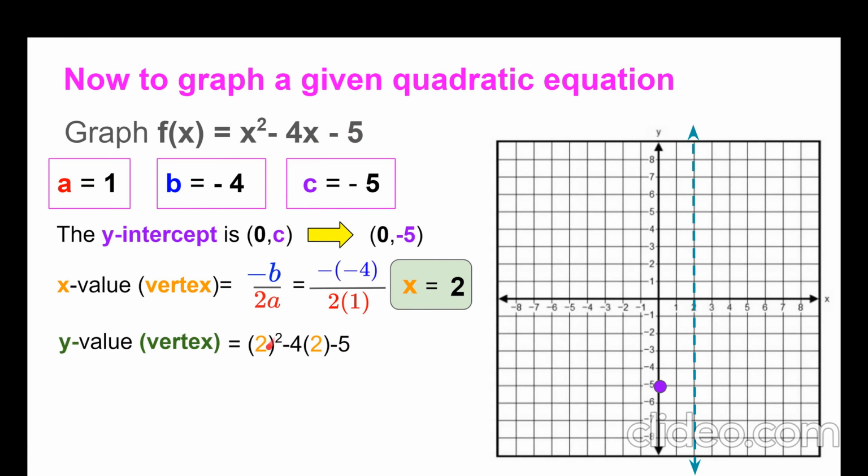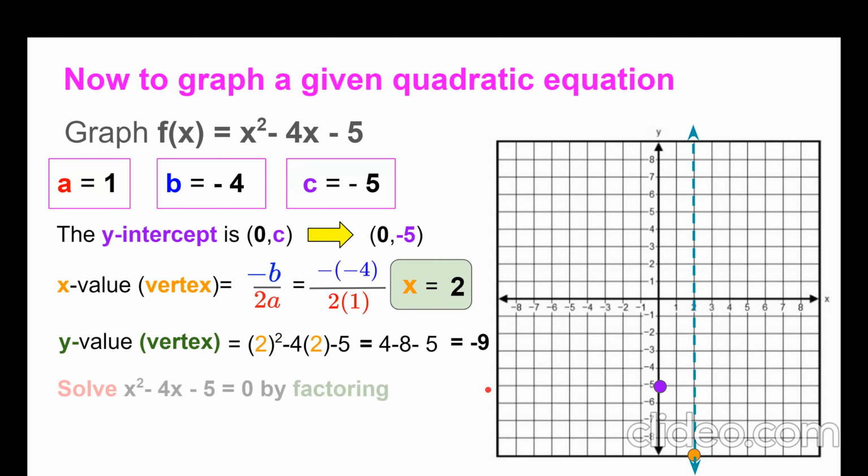Now what is 2 squared? 2 squared is 4. 4 times 2 is 8. So what's 4 minus 8? That's negative 4. And then minus 5, negative 4 minus 5 gives you negative 9. So 2, negative 9, right here will be my vertex. So this is called a vertex. All you've got to do here is remember the formula, negative b over 2a.